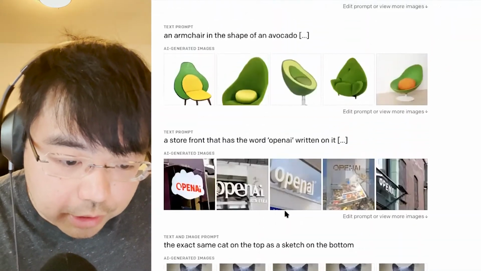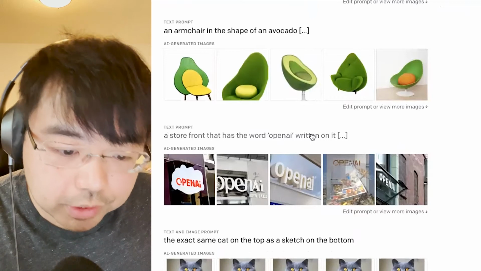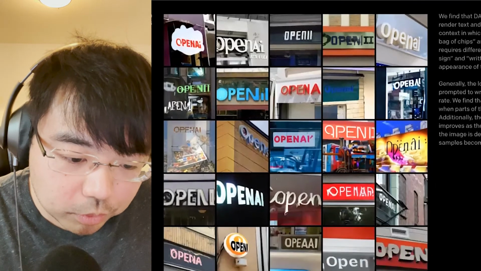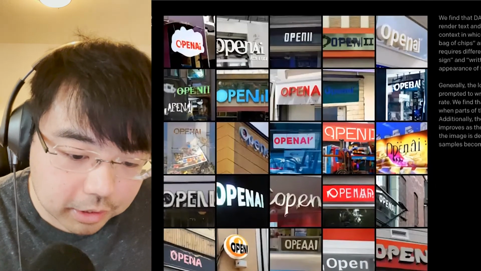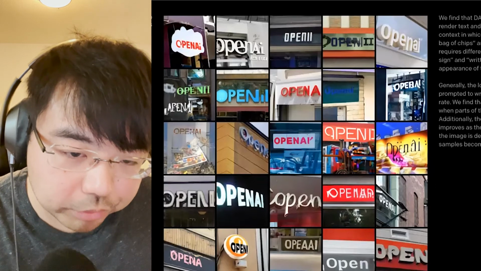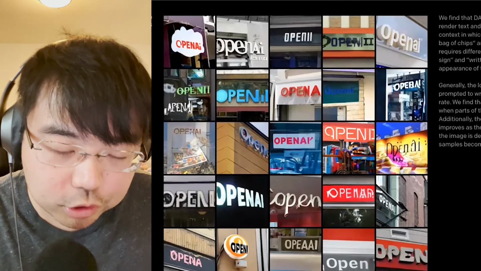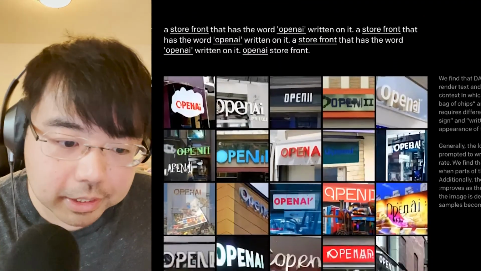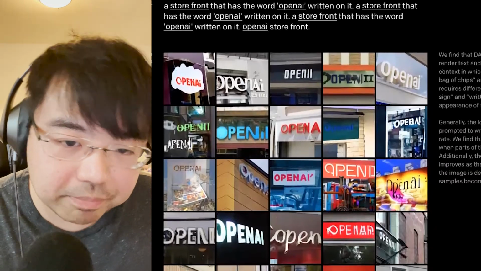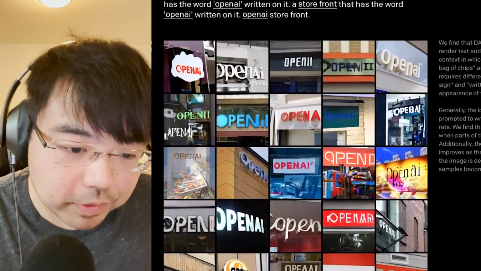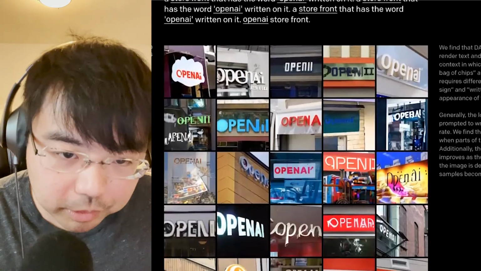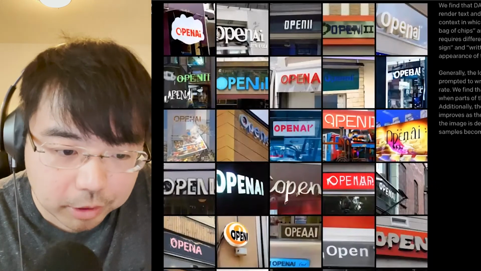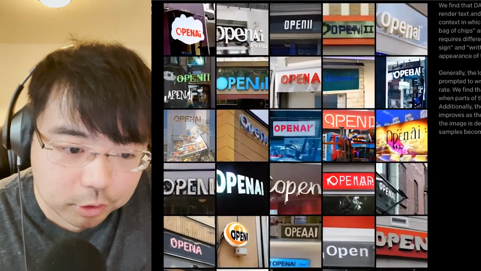Let's just go over one more. The third one is a storefront that has the word OpenAI written on it. Here, we can see not only do all the pictures look more or less realistic, which I think is an interesting choice that DALL-E makes. It probably has to do with the word storefront, probably because when we Google storefront, most of the results are real pictures of actual stores. That kind of makes sense, so maybe it's leaning that way because of that. Maybe not. Maybe I'm completely wrong. Who knows? Only the researchers at OpenAI do.